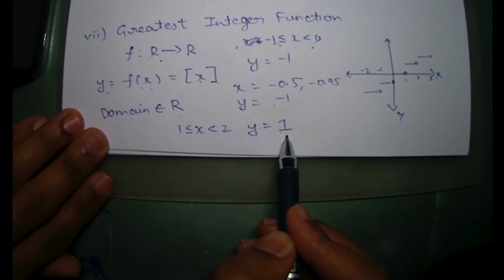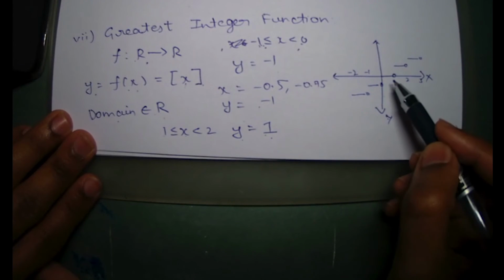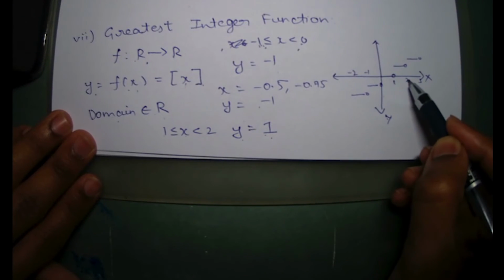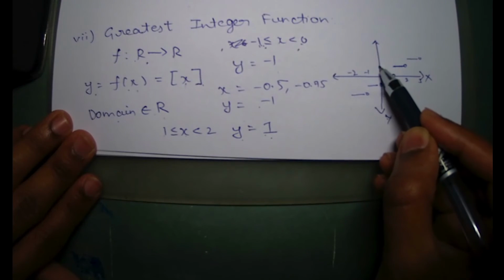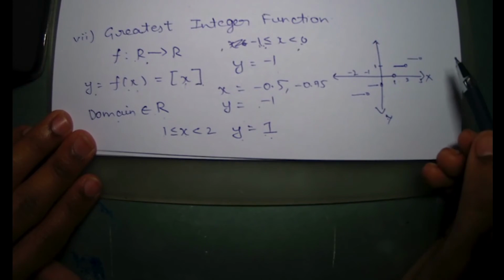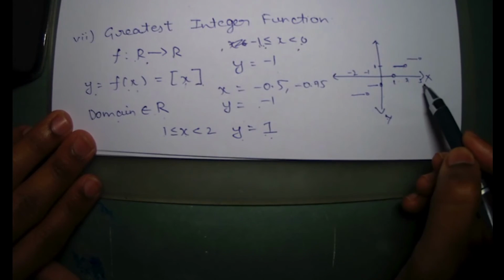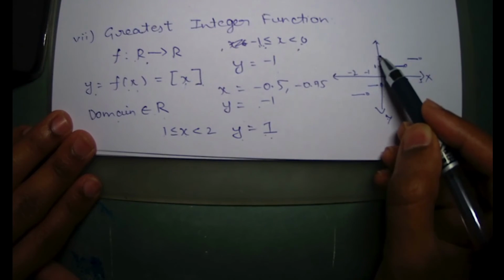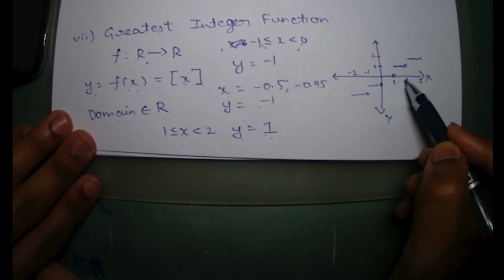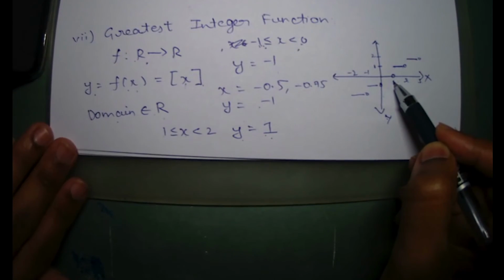So this is the greatest integer function. We'll take a look at the graph of the equation. If x takes any value between 1 and 2, you see that the value of y will be 1. So any value between 1 and 2 except 2, the value of y will be 1. If we take any value between 2 and 3 excluding 3, the value of y will be 2, and so on. So for any value between these two numbers, it will take the greatest integer before it. So this is the greatest integer function.